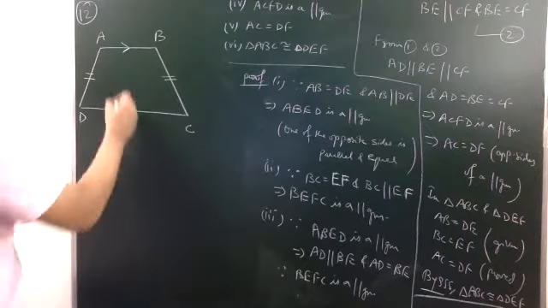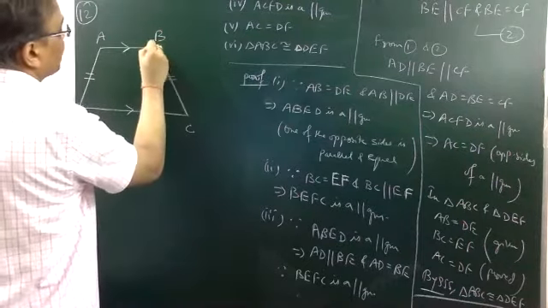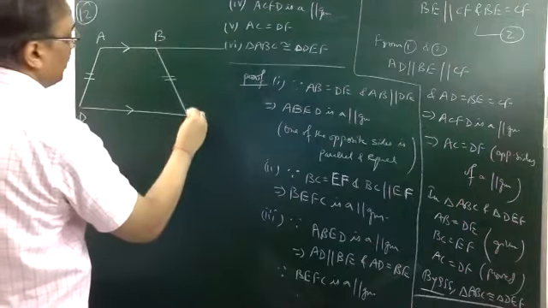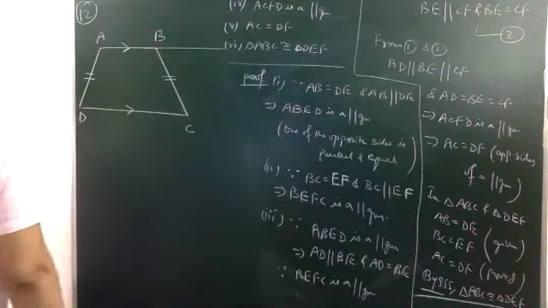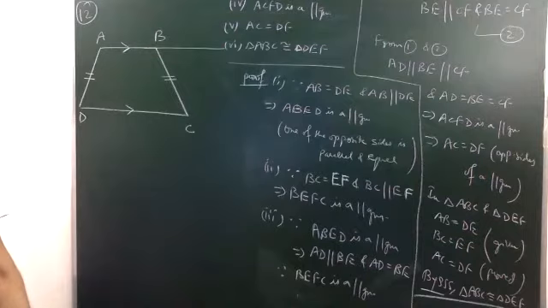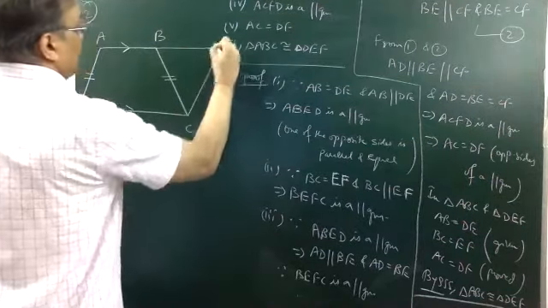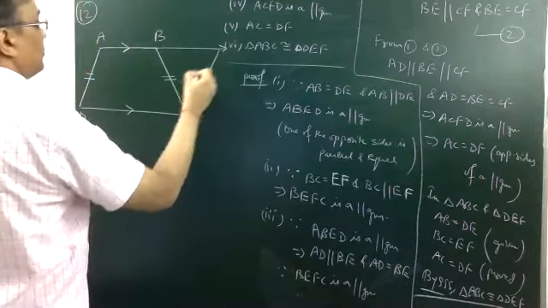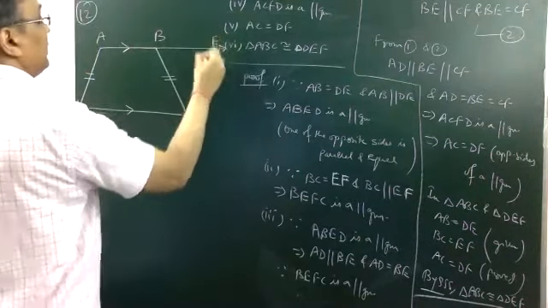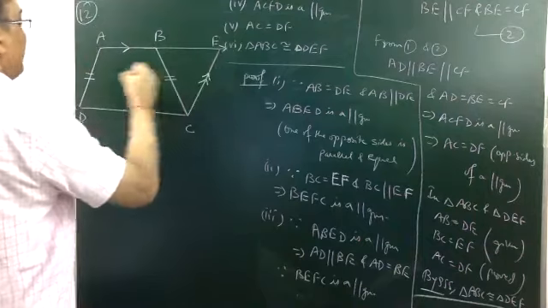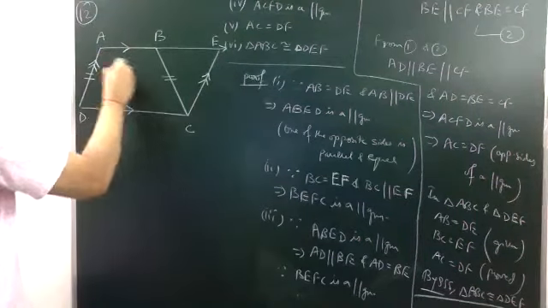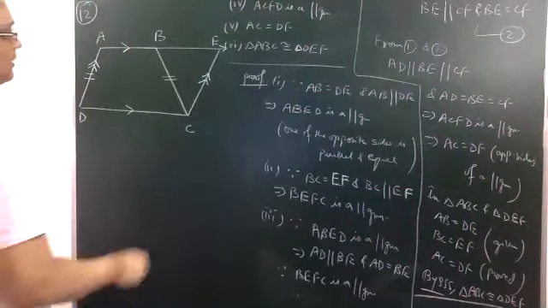तो क्या करो, इसको एक्सटेंड कर दो आगे तक, और उसके बाद draw a line C पैरेलल टू DA, CE. So ये एक CE इसके पैरेलल बना. So this is the construction basically.